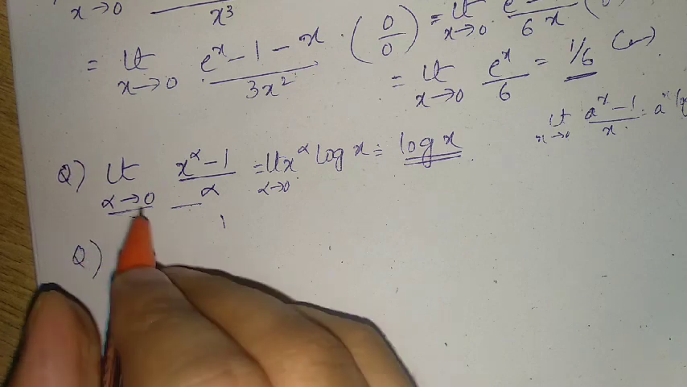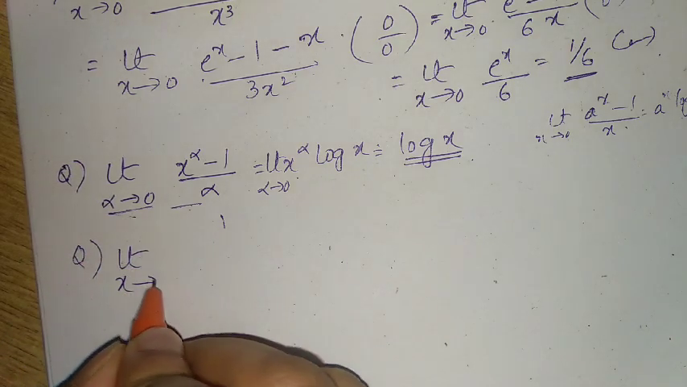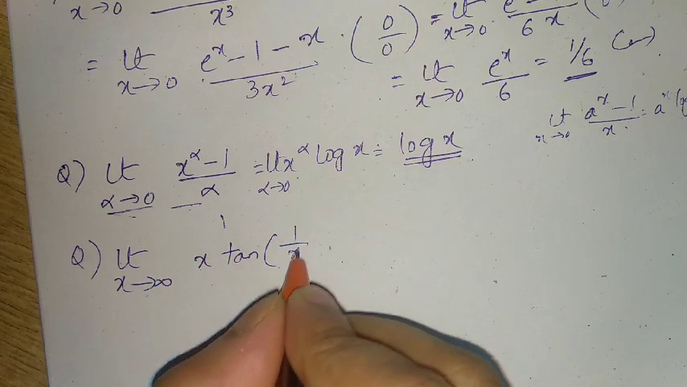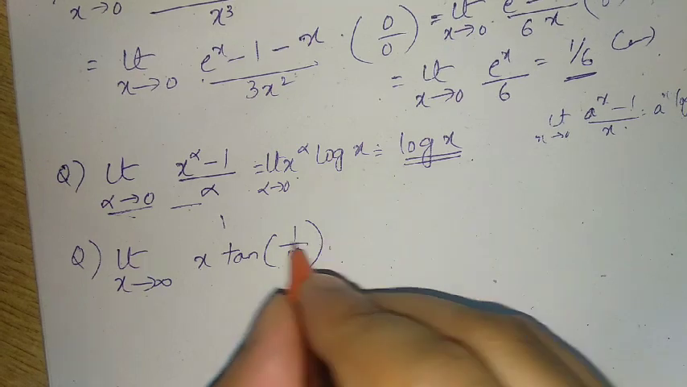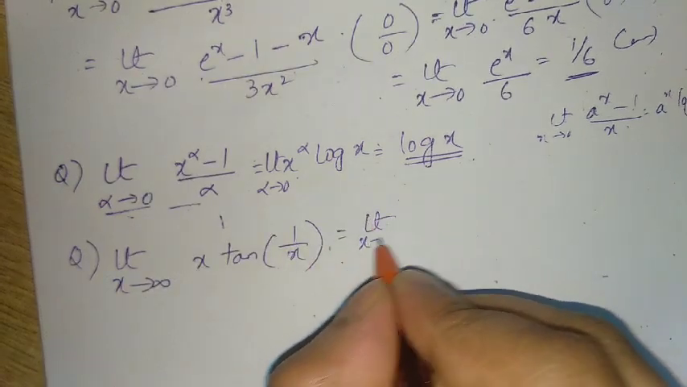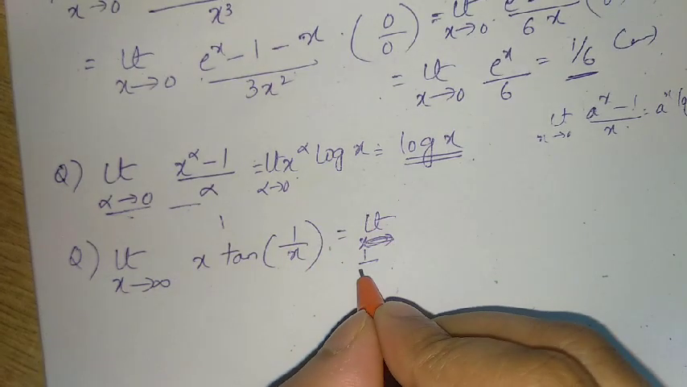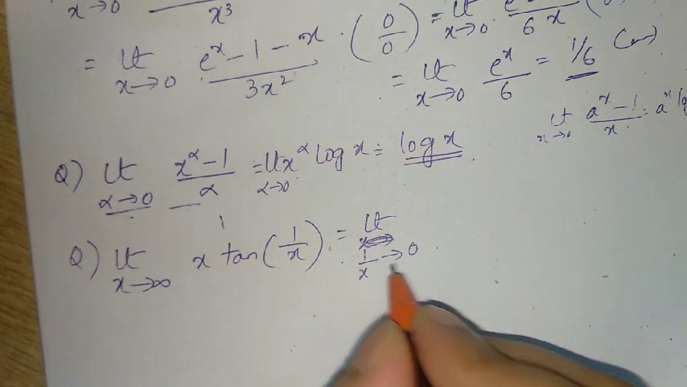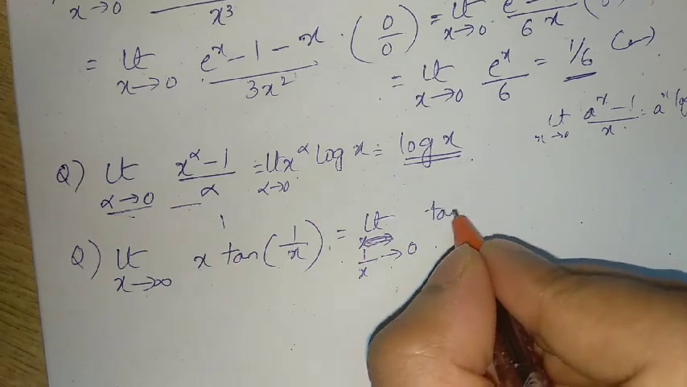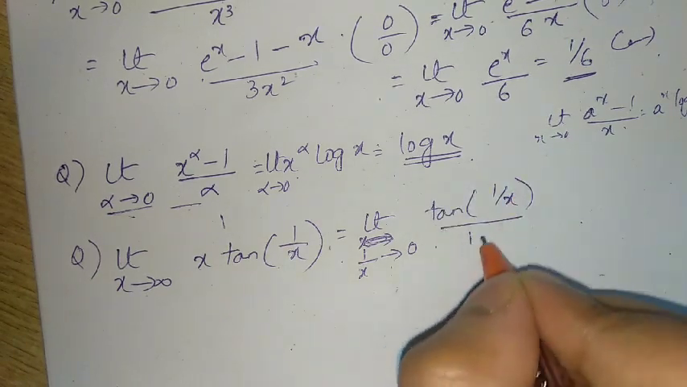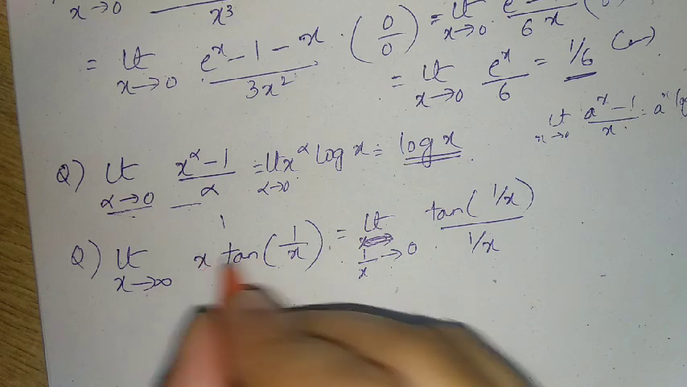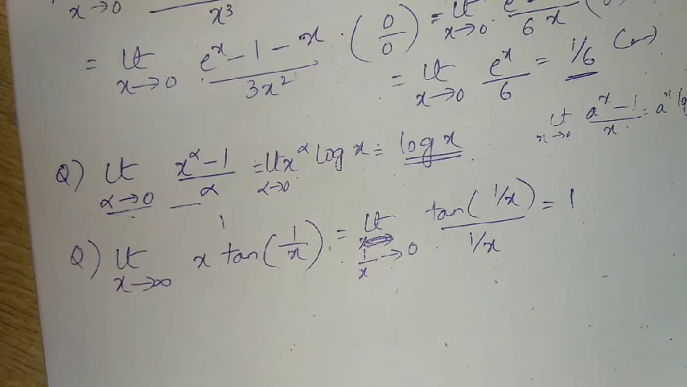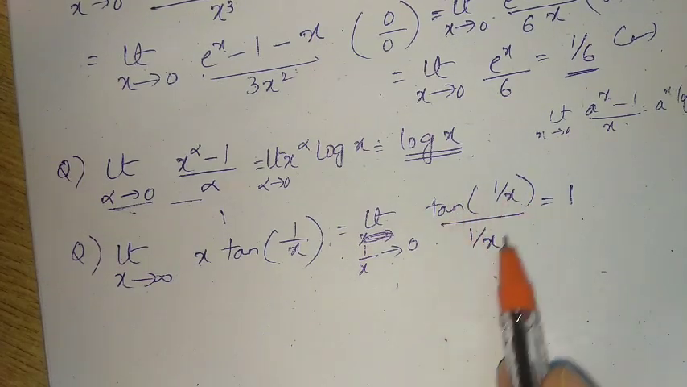The next question is limit x tends to infinity, x tan of 1 by x. Whenever these questions are there, what you do, simply we can change the variable to 1 by x. So 1 by x tends to 0, since x tends to infinity. Tan of 1 by x divided by 1 by x, because multiply by x can be written as divided by 1 by x, you will get your answer as 1. Okay, because it is similar to tan x by x.